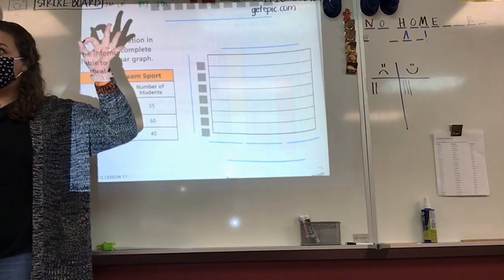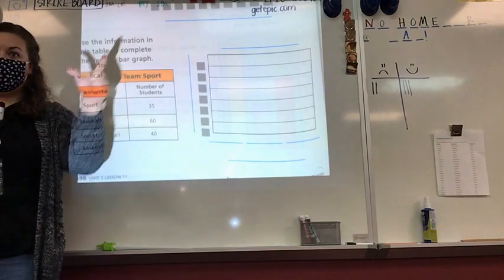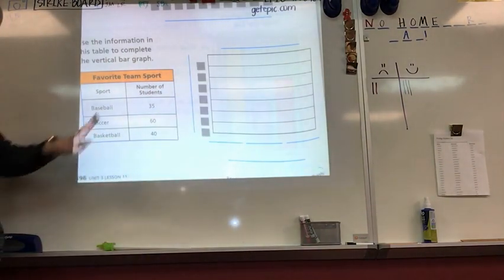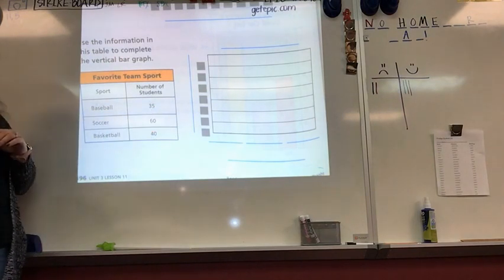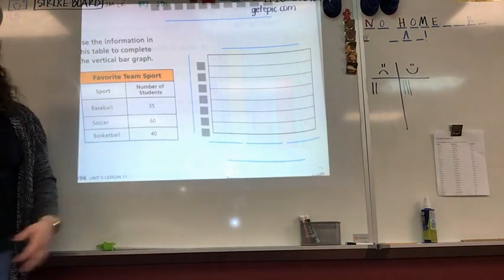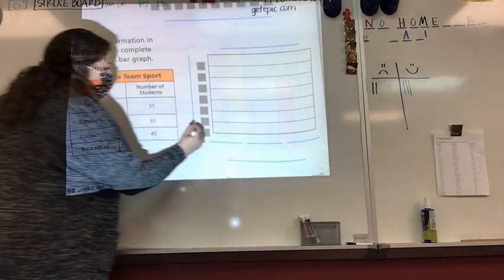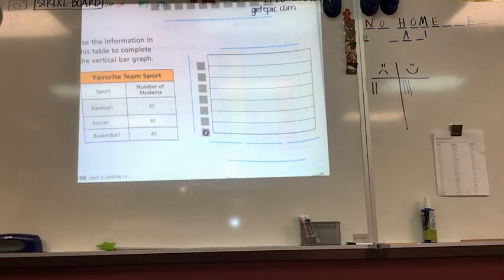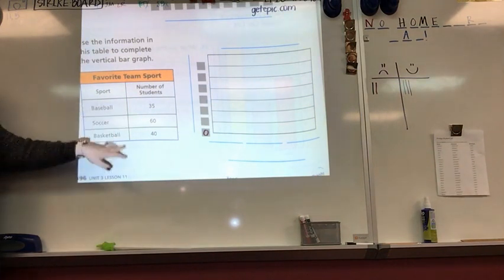Does that make sense? So that word interval means how much are we counting by, or how much space is in between each number. So if there's 35 people that said baseball's their favorite, there's 60 that said soccer's their favorite, and there's 40 that said basketball's their favorite. What would be an easy number to count by to keep track of numbers this size? We do always have to start at 0, so keep that in mind. What would be a good number to count by that we could fit all of these amounts in?